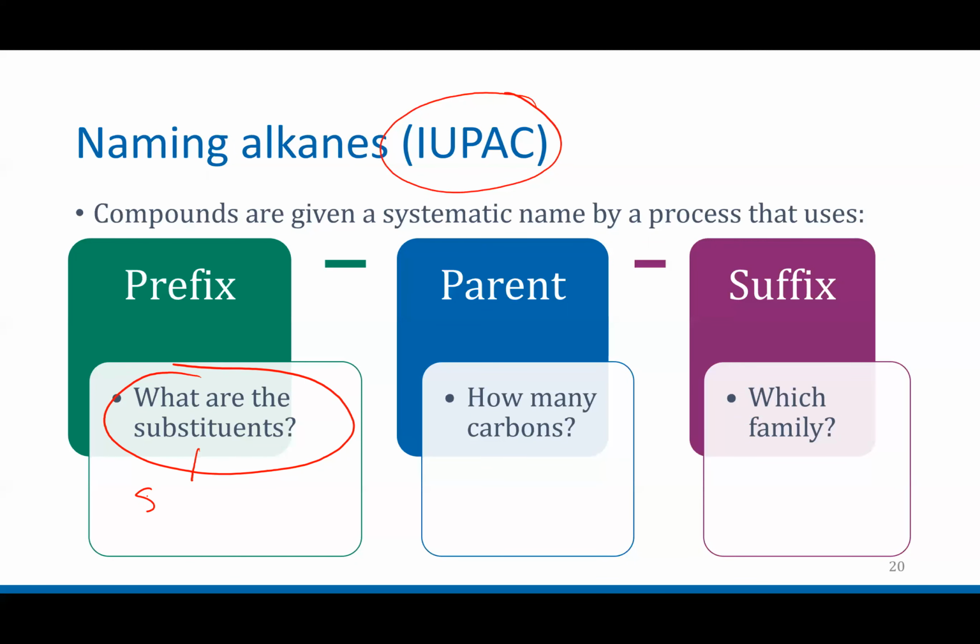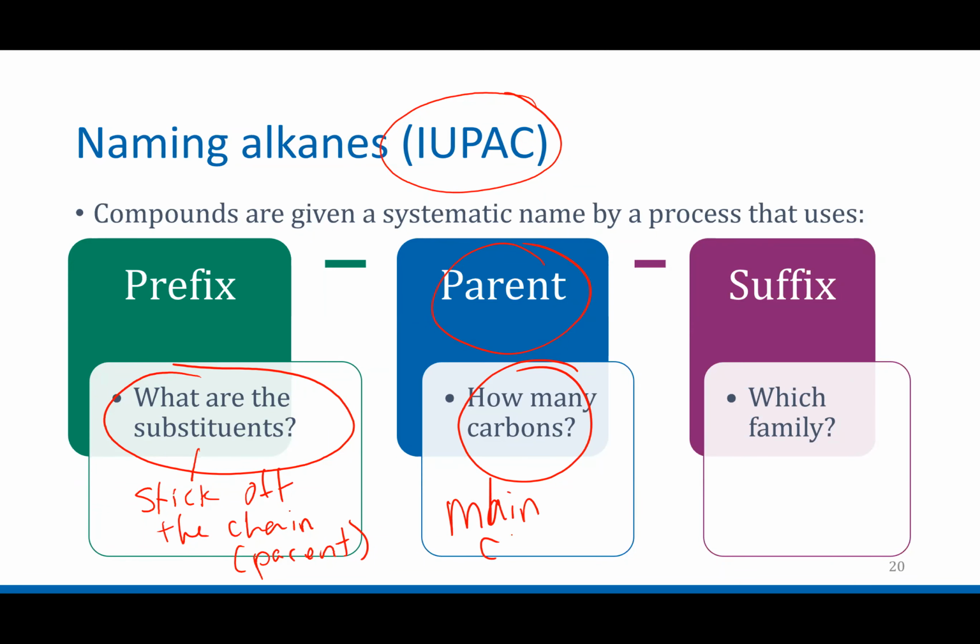These are the things that stick off the chain. They stick off the parent chain. And I'll explain this, you will see, I promise. By the end of the next couple classes, you guys will be professional namers. When I say stick off, I mean like branches, like a tree branch. It sticks up or down or away from the chain. The parent is how many carbons are in your main chain. You'll see this, it's pretty simple.